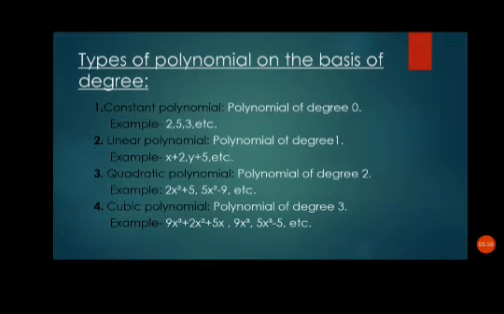Third one is quadratic polynomial, a polynomial of degree 2. Examples, 2x square plus 5, 5x square minus 9, etc. And the next one is cubic polynomial. A polynomial of degree 3 is known as a cubic polynomial. Examples are 9x cubed plus 2x square plus 5x, 9x cubed, 5x square minus 3, etc.